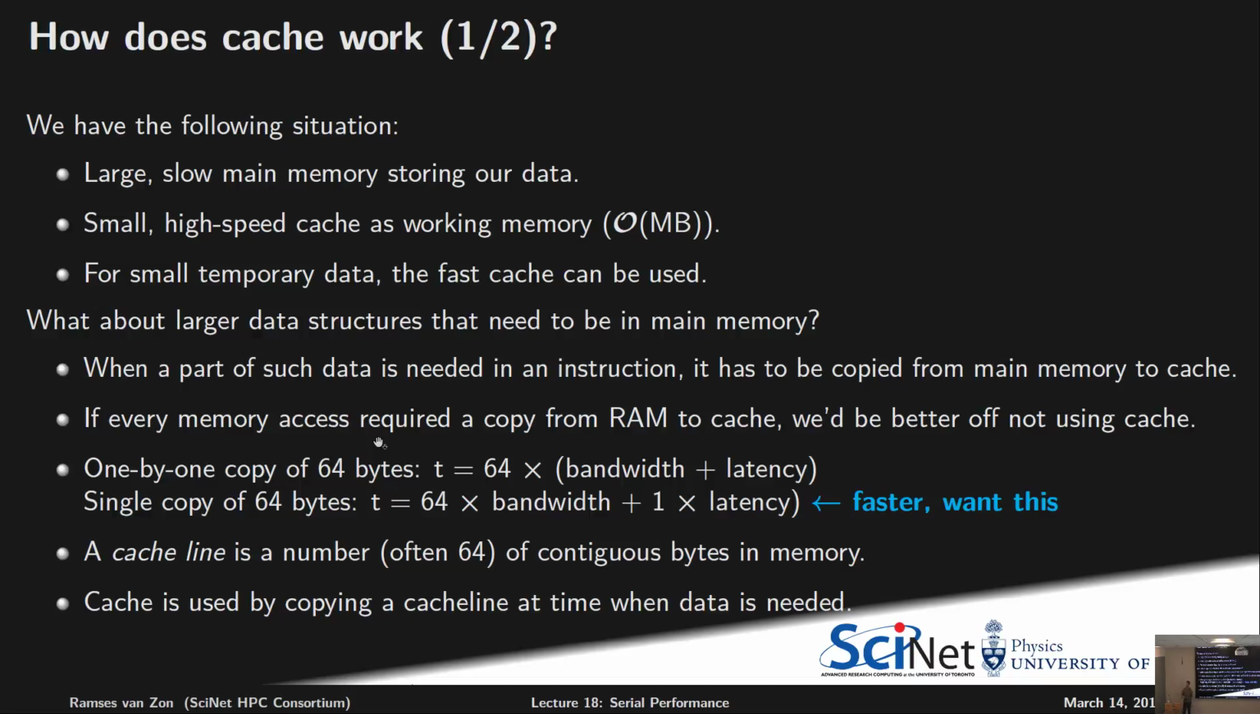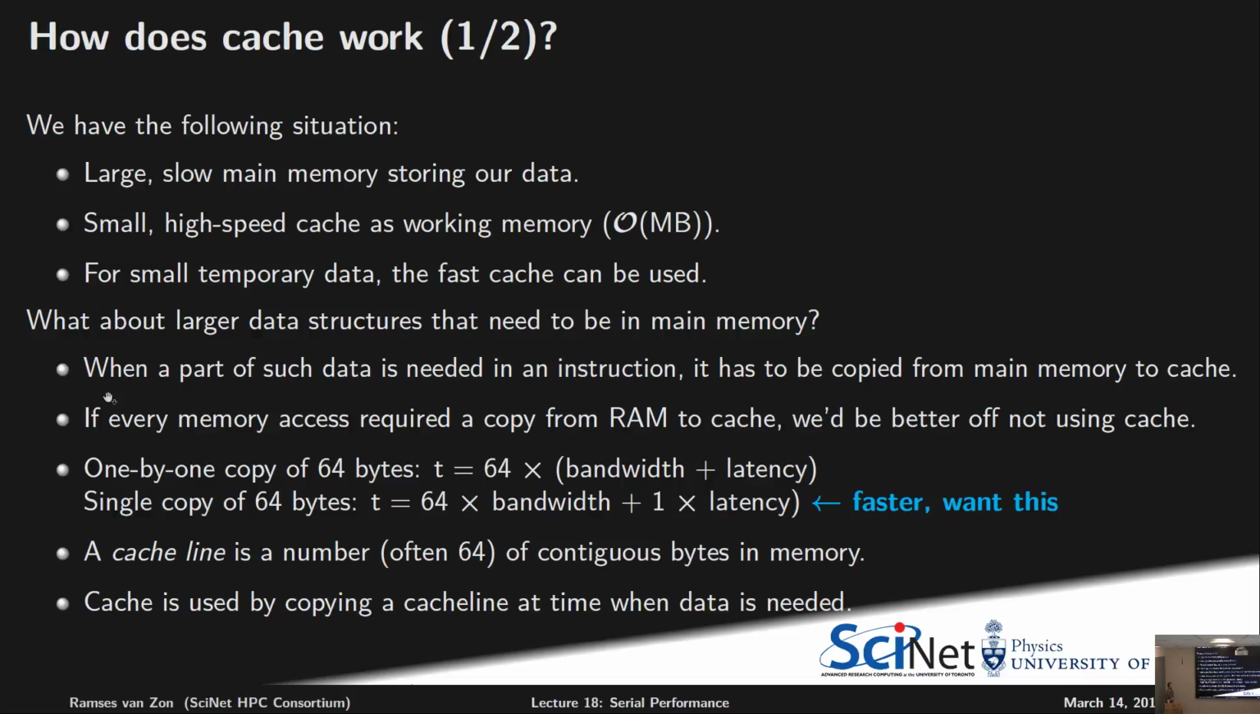So what about larger data structures? Now it gets complicated. This larger stuff has to be in main memory, it doesn't fit in cache. So what happens is that every time the CPU asks for a bit of memory that is located in main memory, it maps it into cache. In other words, it copies it from the main memory into cache.